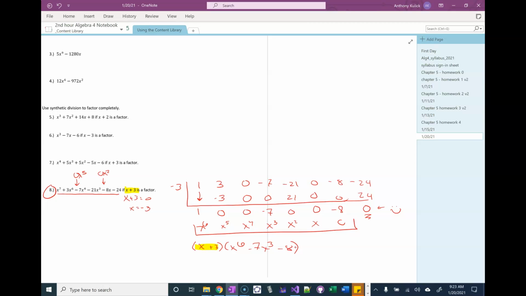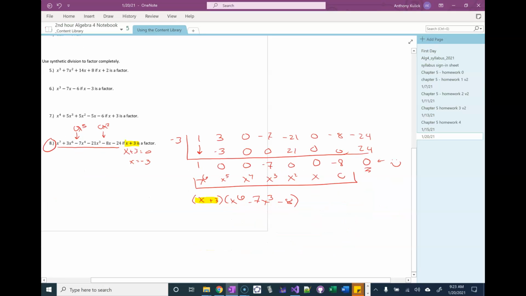And if I look at x plus 3, that's linear, so I can't do anything with that. But the x to the 6th minus 7x cubed minus 8, that looks like something that maybe I can factor more. So looking at that, I notice it's 3 terms. It's in quadratic form. Its leading coefficient is 1. So I should be able to use the short factoring method on this.